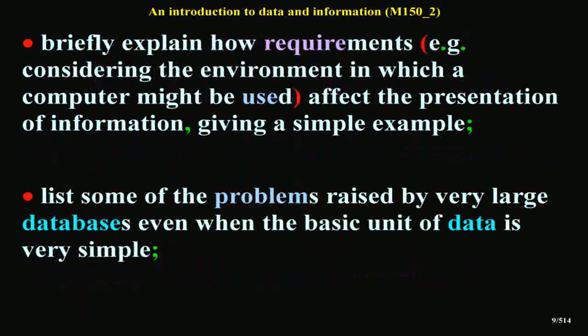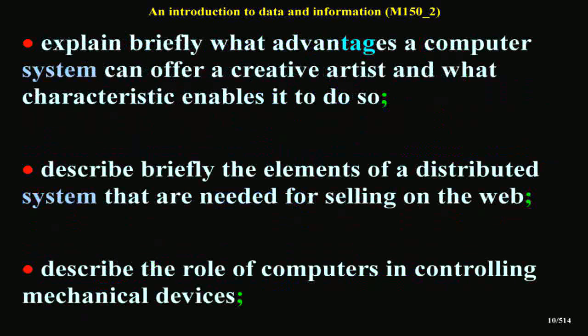Briefly explain how requirements, e.g. considering the environment in which a computer might be used, affect the presentation of information, giving a simple example. List some of the problems raised by very large databases even when the basic unit of data is very simple. Explain briefly what advantages a computer system can offer a creative artist and what characteristic enables it to do so.